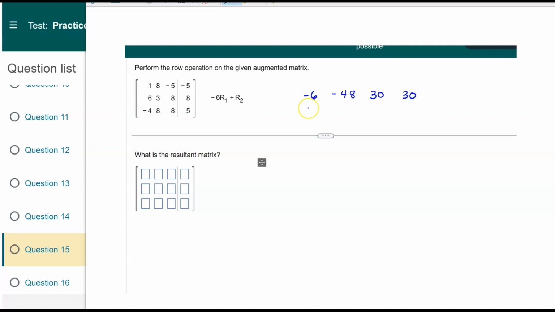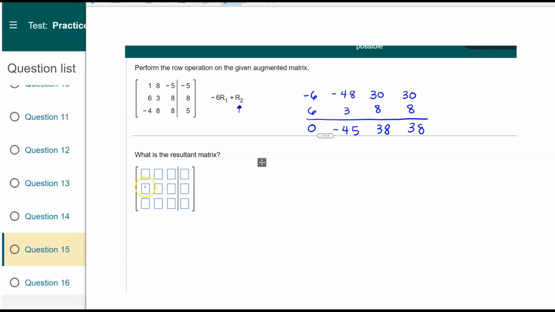Then the second row, you just add to the second row. Now here the second row is 6, you add that to 6, 3, 8, 8. Then what's the result? So you have 0, -45, 38, 38. Where would you place this? You would have to place this to that row, to where you're adding it. So you're adding it to row 2.